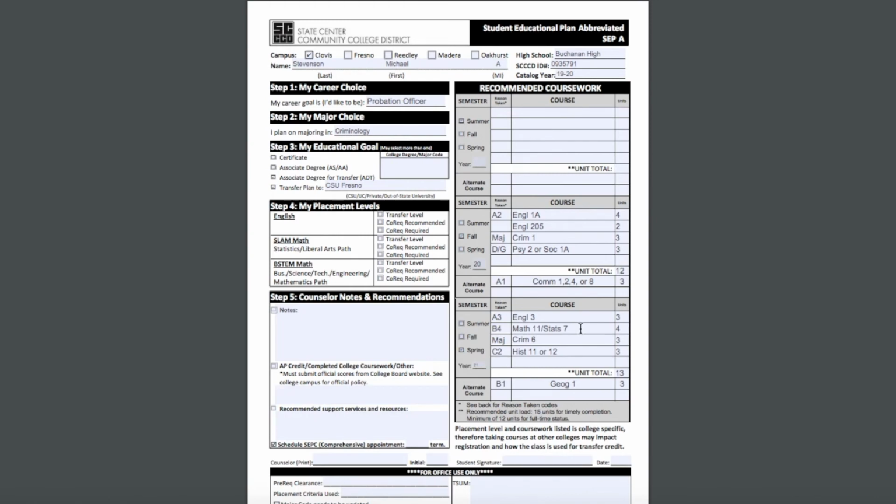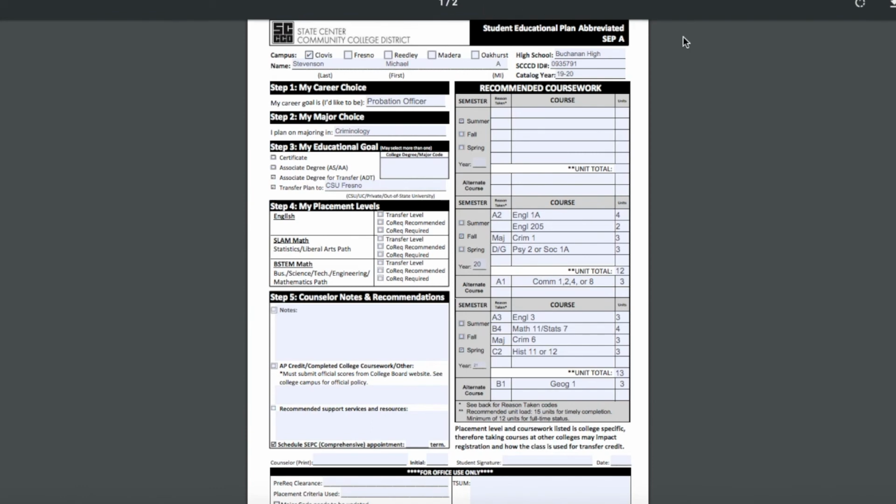So we have English 3, Math 11, or Stats 7. We have Criminology 8, and then History 11 or 12. And on the left side, we either see the general education that is required or the major requirements that the course fulfills. Down below, we see the unit total for the semester, and then below that, we see another alternative course, and it's Geography 1. And again, that alternative course is there just to fulfill another area, just in case a student is not able to fulfill another area at the time because the classes are full.